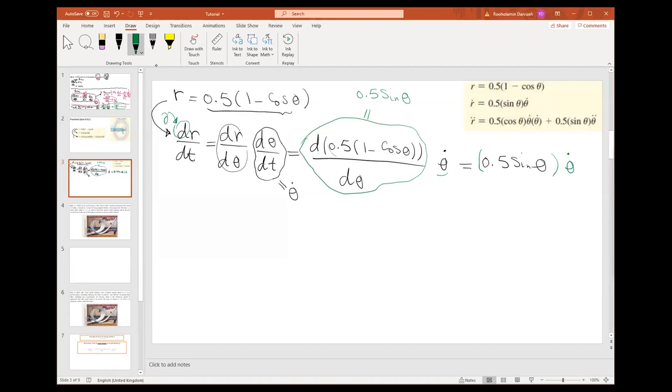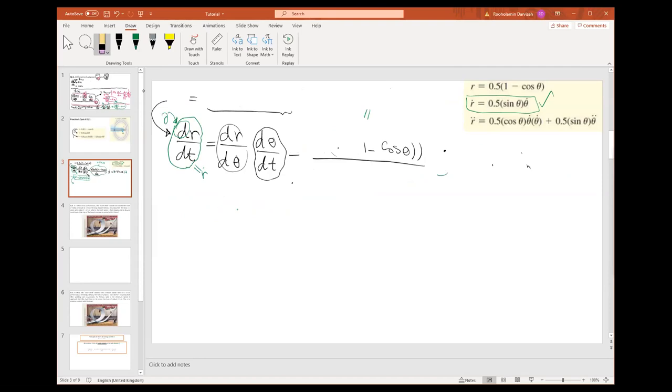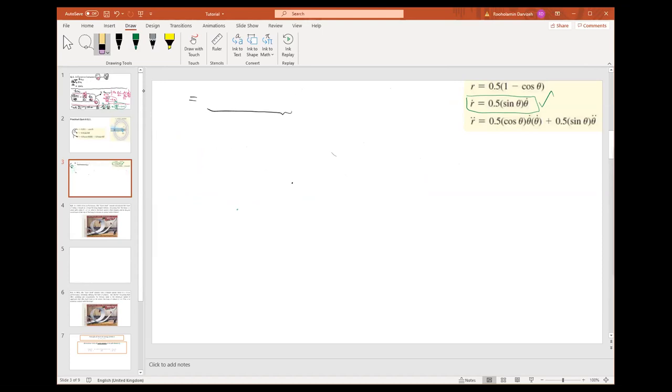Can you confirm, please, in the chat box? Yeah, it's clear. Okay, thank you very much. Then my r dot, because I can use different notation for this, just for simplicity, would be equal to half sine theta, theta dot. This is the first one. Now again, I want to take the time derivative. Okay, let me clear these things. My r dot is equal to half sine theta, theta dot.